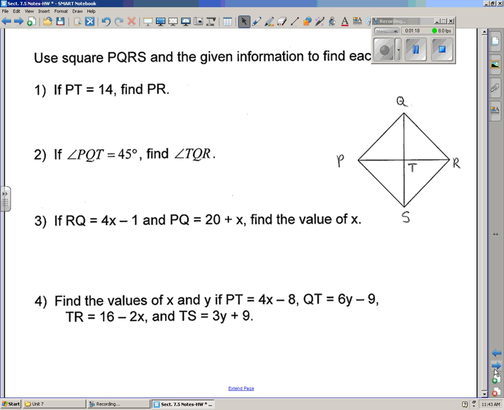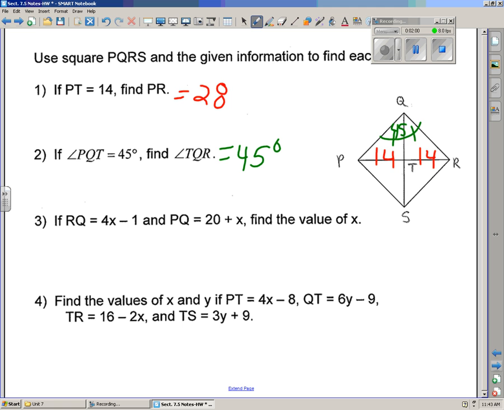So if we start doing some math with it, if you want to use the square PQRS to find each of the values, if PT is 14, then you want to find PR. But because the diagonals bisect each other, if PT is 14, TR is 14, so PR is 28. If PQT is 45, and it wants you then to find TQR, that's the angle on the opposite side, but again, diagonals bisect the angles. It's kind of a silly question. This has got to be 45 degrees also.